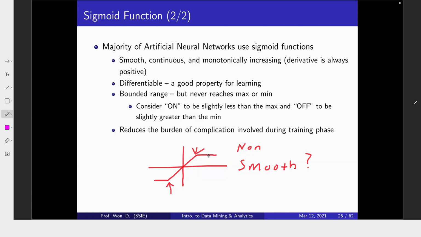then our optimization problem is much more complicated. But the sigmoid function is smooth, continuous, and monotonically increasing, which means the derivative is always positive, and it is very easy to identify the optimal point in the calculation, right? So why do we use a sigmoid function? It is easy to get solutions in the neural network. That is the main reason for using the sigmoid function these days. Got it?